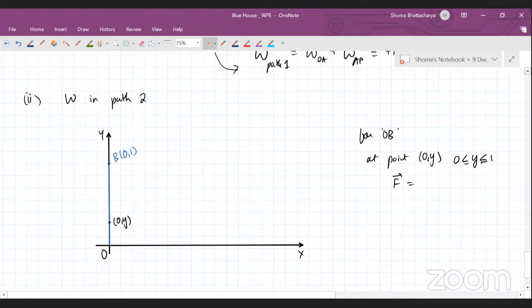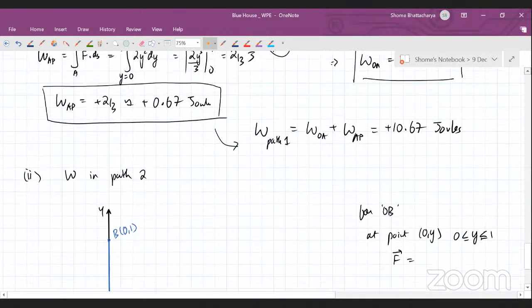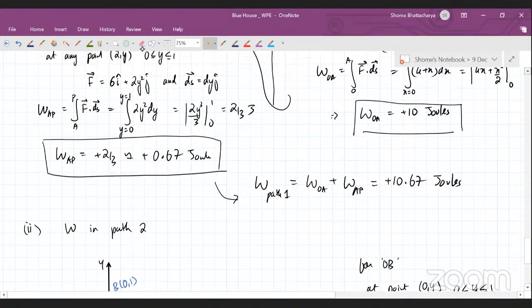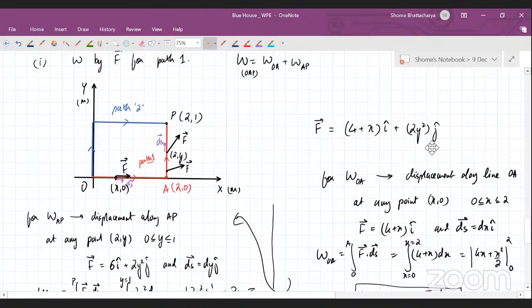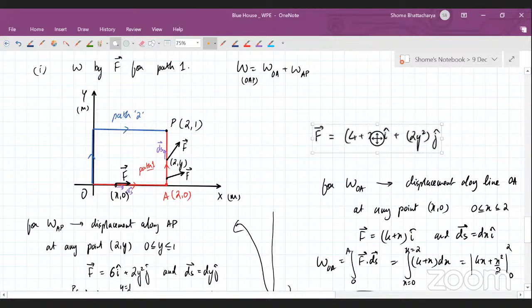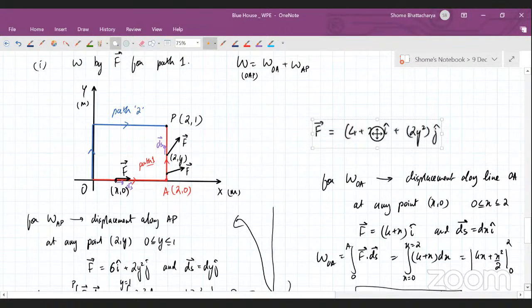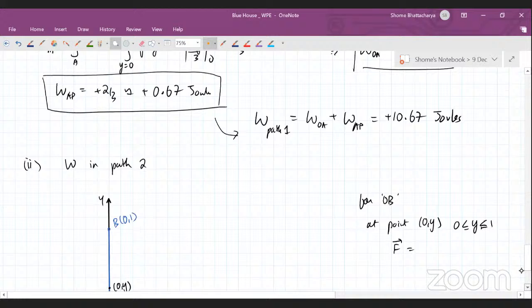because the force was 4 plus x, no? Like this. So this was the expression of force. So in this, when we put x equal to 0, it has a constant x component and a variable y component.